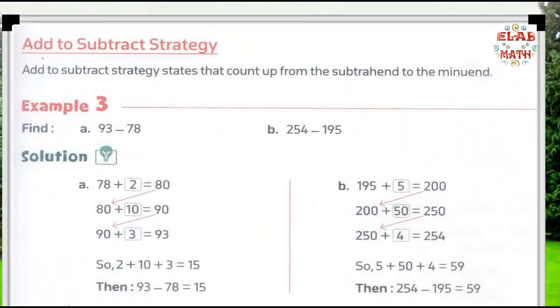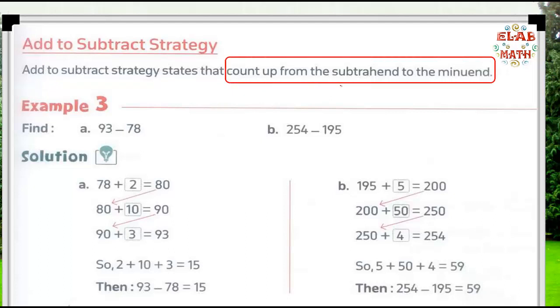The third strategy is the add to subtract strategy. The add to subtract strategy states that you count up from the subtrahend to the minuend. Where is the subtrahend? If I have two numbers like this, the smallest number is the subtrahend. You should count up to reach 93, the minuend. The minuend is the biggest number, the first one. 93 minus 78. 78 is the subtrahend, 93 is the minuend. We should count up to reach this number.